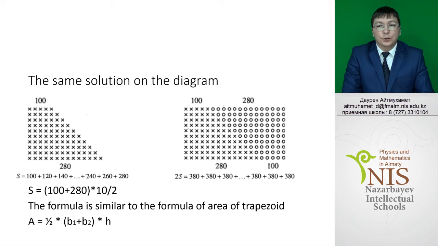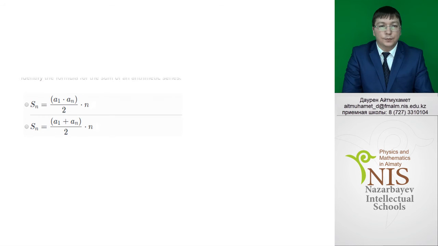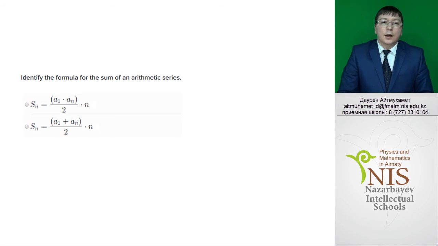Let's check how you know it. Identify the formula for the sum of an arithmetic series. Is it on the top or on the bottom? Yes, it's on the bottom, because you add the first and the last term of the arithmetic sequence, not multiply them.